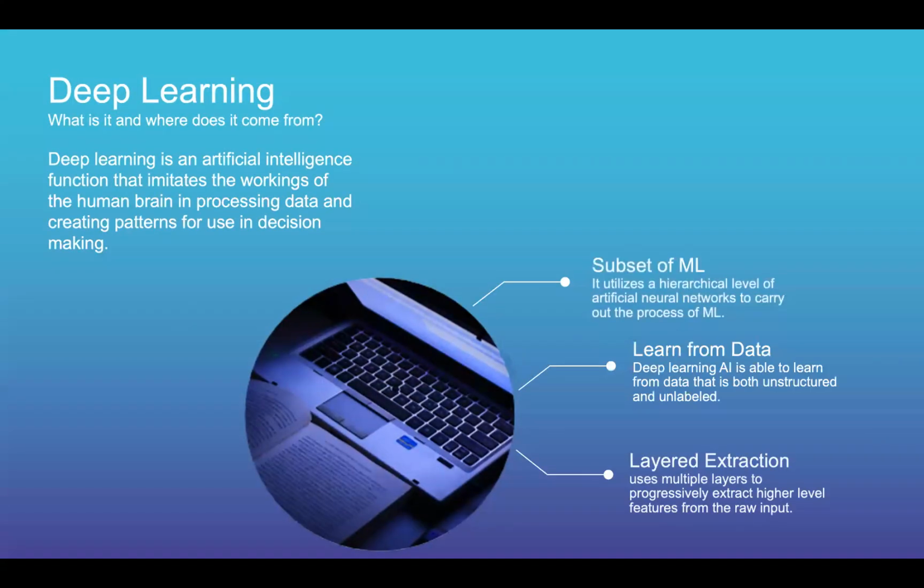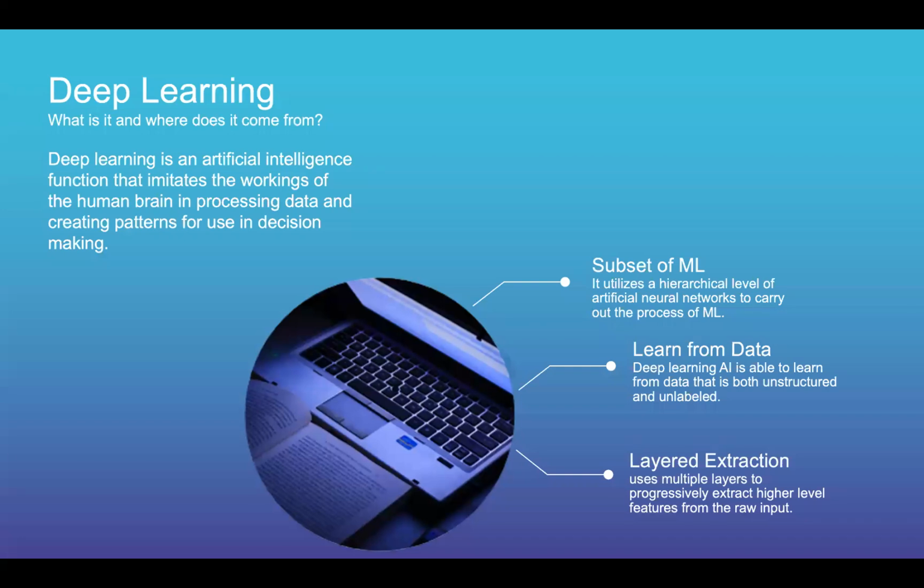Okay, deep learning. What is it and where does it come from? It is an artificial intelligence function that imitates how a human brain works in processing data and creating patterns on how to make a particular decision. When you try to solve a problem, you are going to say how do you take a decision, just like how your brain processes how to make a decision.